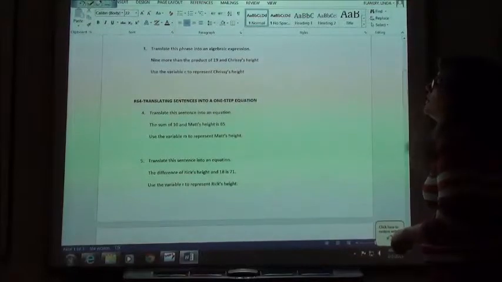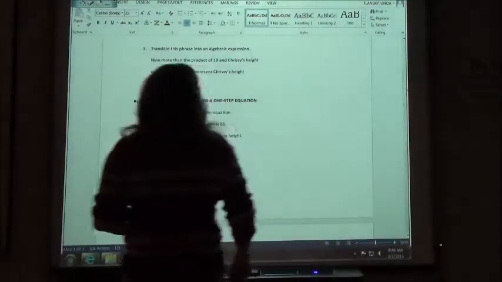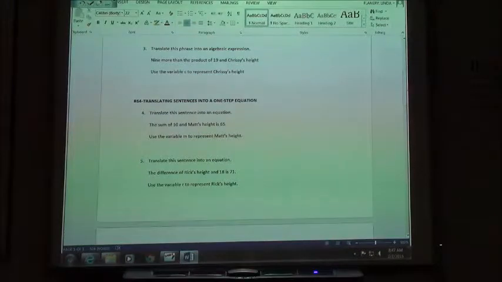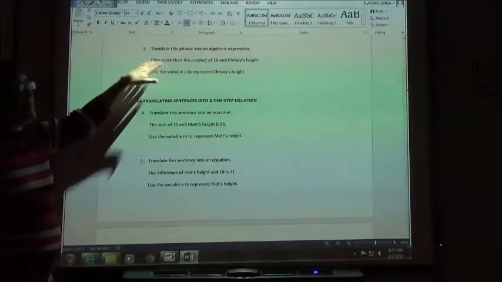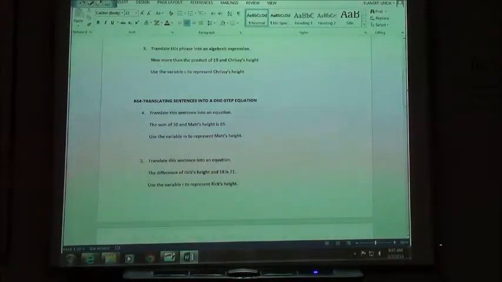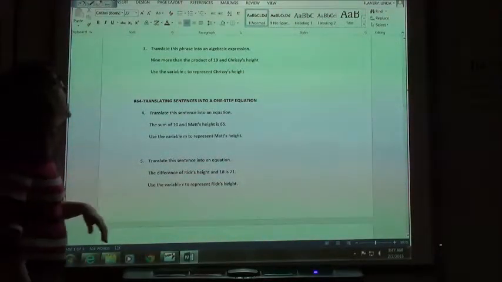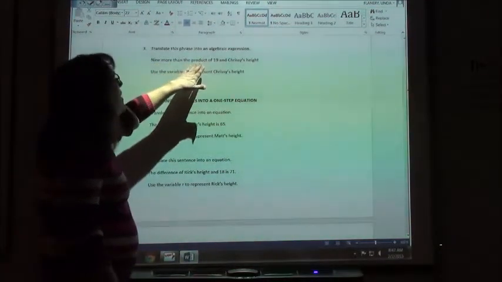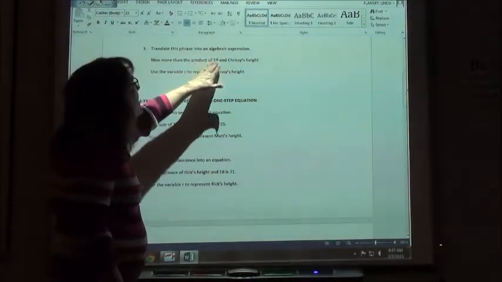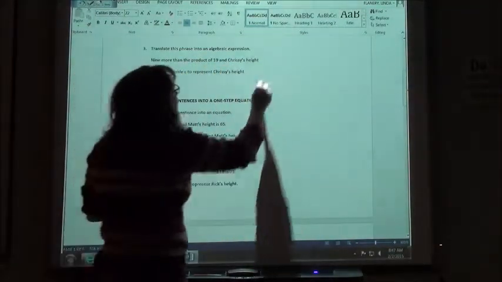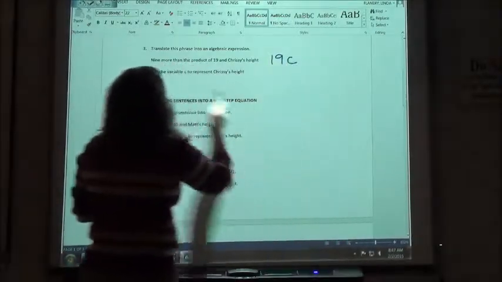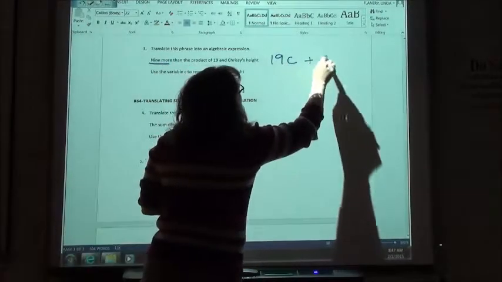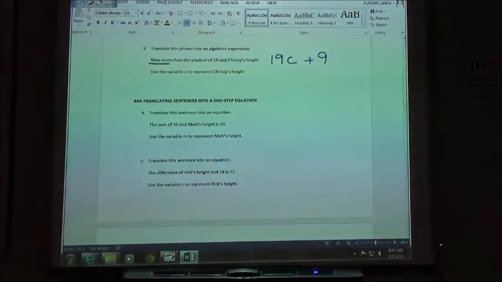So on the third one, it says we want to do 9 more than the product of 19 and Chrissy's height. 9 more, again, is like that less than one. Technically, it should go on the end, but since we have the commutative property of addition, if you have this one in the wrong order, it's okay. But it's good to get practice to do it in the right order. So product means I'm multiplying. I'm going to multiply 19 times Chrissy's height, so that would be 19c. And then I'm going to do 9 more than that, so I'm going to add the 9. So 9 more than the product of 19 and Chrissy's height would be 19c plus 9.